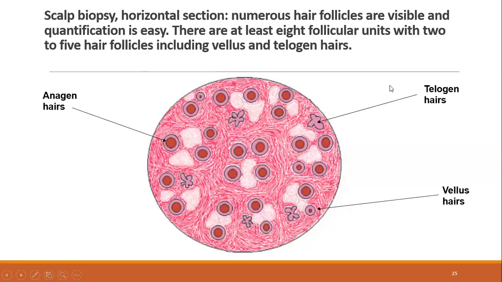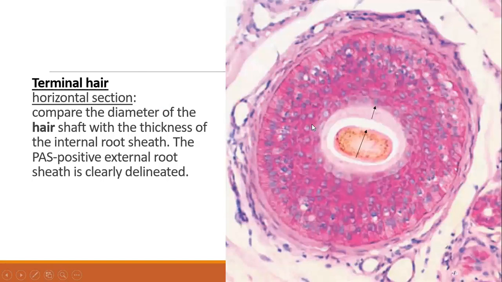This is a scalp biopsy, a diagrammatic representation of the horizontal section showing numerous anagen or terminal follicles, then vellus hair follicles, and then the telogen hairs. Now this is a cross-section of a terminal hair follicle. You can see the diameter of the hair shaft is bigger than the diameter or thickness of the inner root sheath.